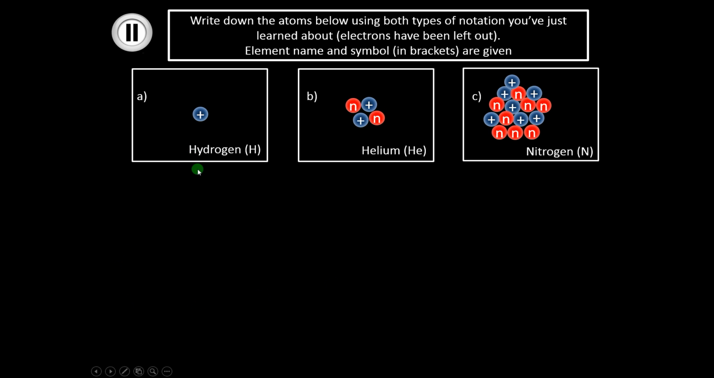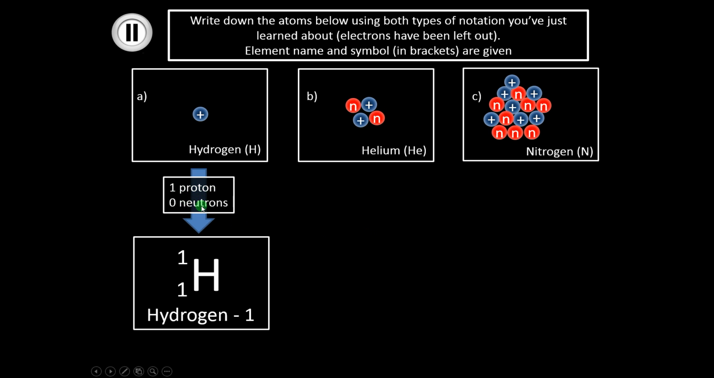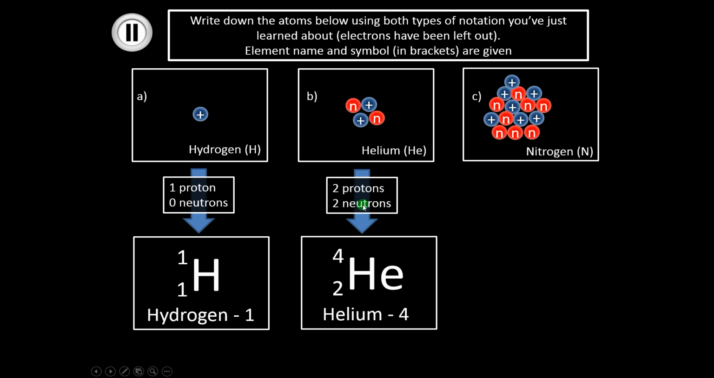Okay, so first one on the left hand side, we've got hydrogen here. And we have 1 proton and 0 neutrons. So the mass number and the proton number are both 1. The symbol is H, as we see in the brackets here. It's hydrogen 1. And then helium, we have 2 protons and 2 neutrons here, so the mass number is 2 plus 2, giving us 4. And the atomic number is just the number of protons, so 2, and we've got helium 4, the mass number written after the element's name.